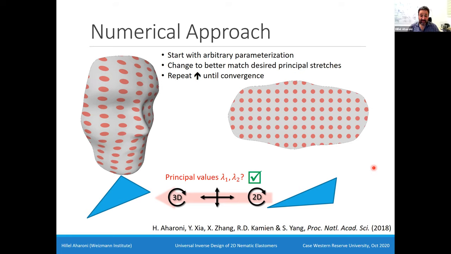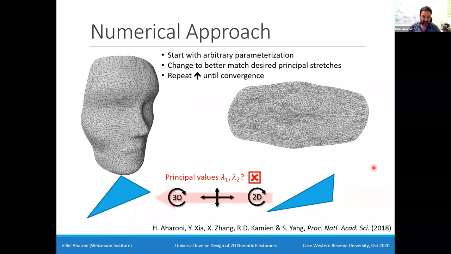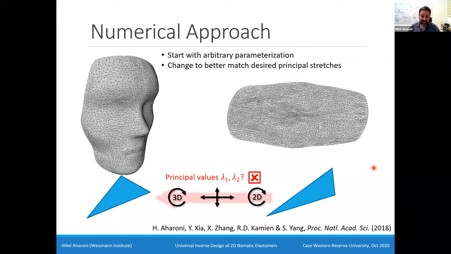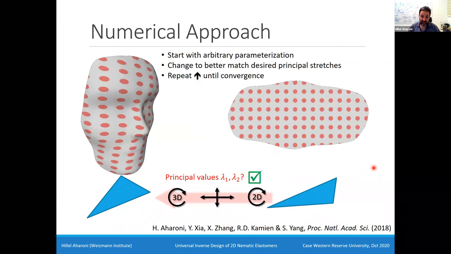Now let me talk about an analytical approach to that problem. As you saw in the numerical scheme, I started with some arbitrary coordinate parameterization in which it's easy for me to write the metrics that I want to get to. And I ended up with a different coordinate parameterization, which is what I'm looking for, hopefully.